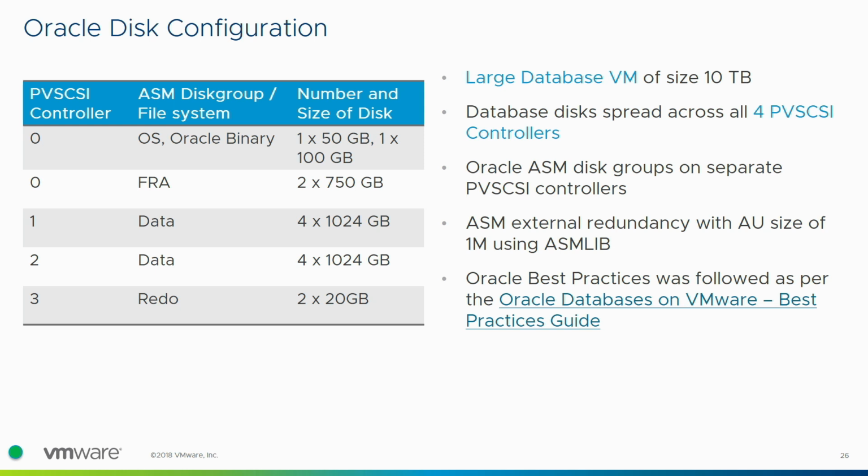Okay, so for data, we have 4 VMDKs configured, or 8 VMDKs configured. Redo, we have 2 VMDKs configured. And for all the configuration, you can just refer to the Oracle database on VMware best practice guide.